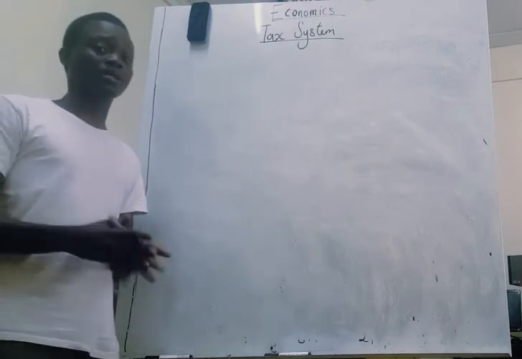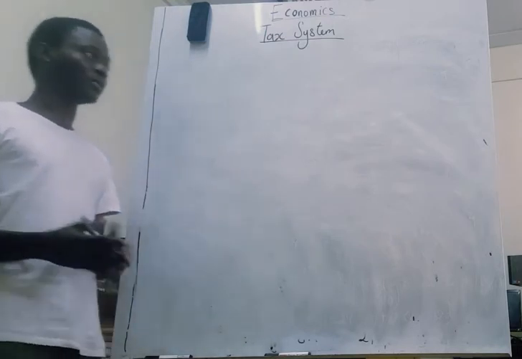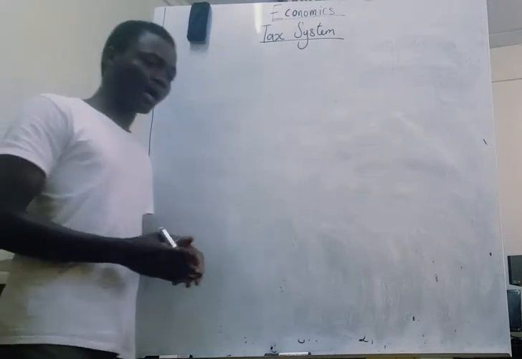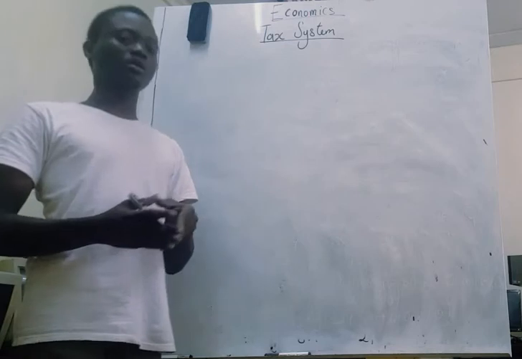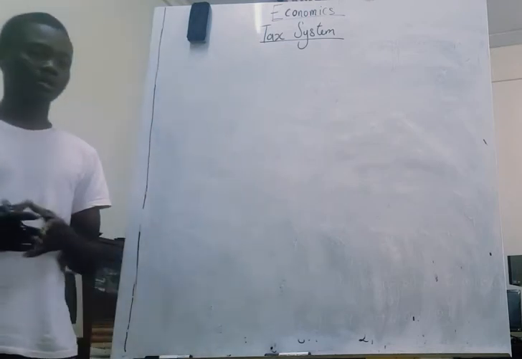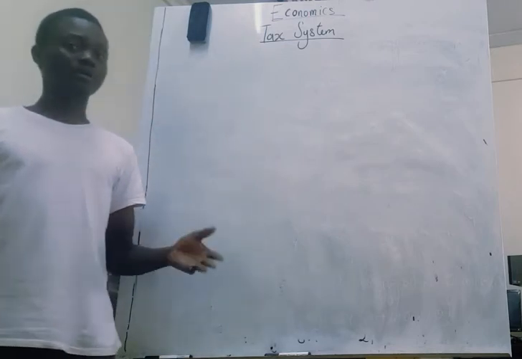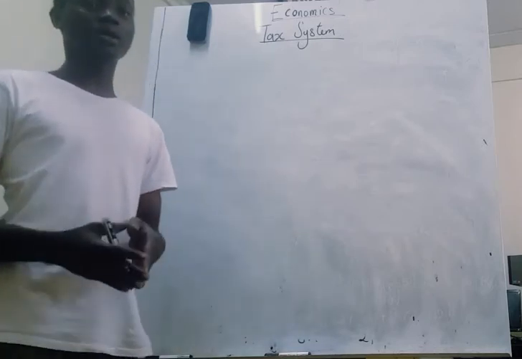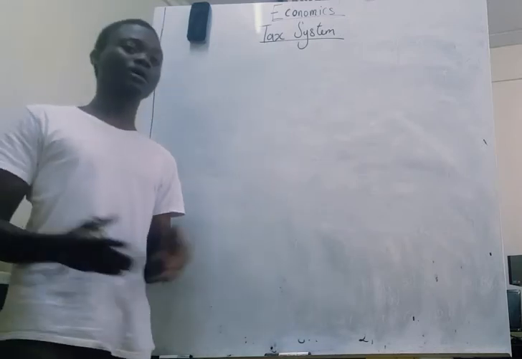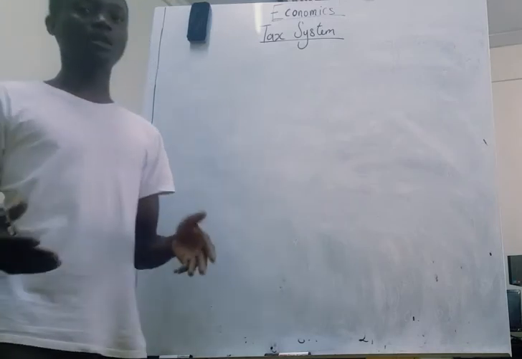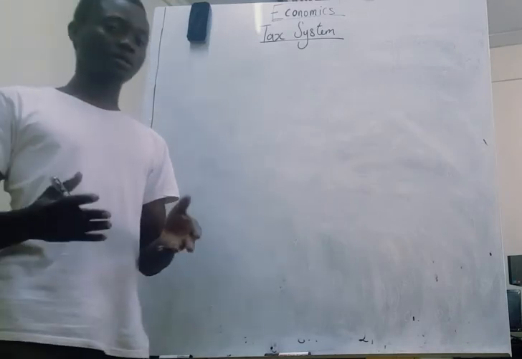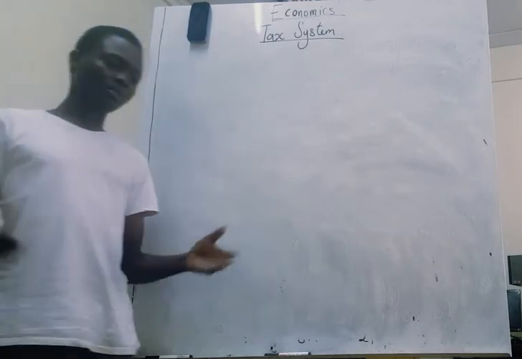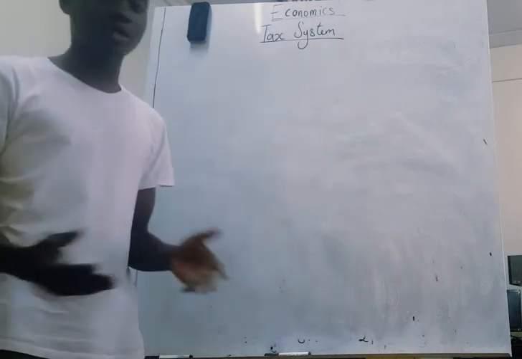So that's what taxes mean. Everybody pays tax, whether direct tax or indirect tax. How do we know the tax system in a country? We have types of tax systems, and there are basically three: the progressive tax system, the regressive tax system, and the proportional tax system.